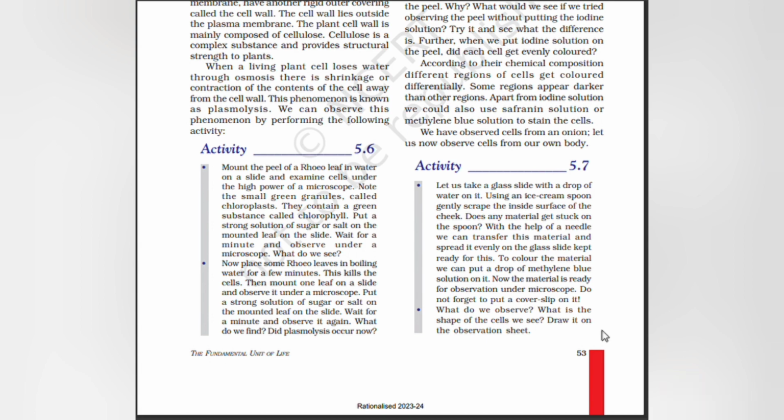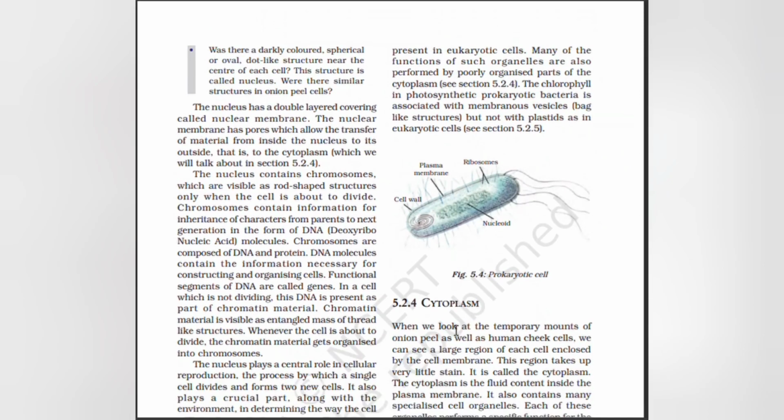What do we observe? What is the shape of the cells we see? Did you draw it on the observation sheet? Was there a darkly colored spherical or oval dot-like structure near the center of each cell? The structure is called the nucleus. Were there similar structures in onion peel cells? The nucleus has a double-layered covering called the nuclear membrane. The nuclear membrane has pores which allow the transfer of material from inside the nucleus to its outside, that is, to the cytoplasm, which we will talk about in this section.